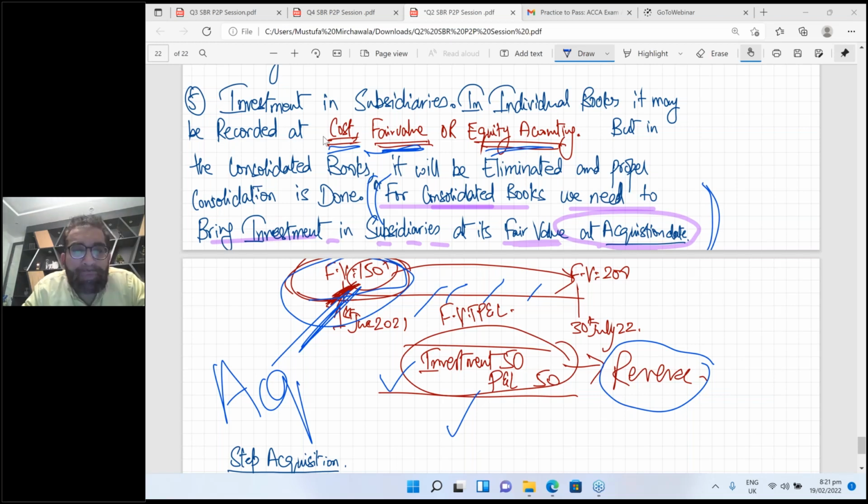So these few things you must know. These are the differences between individual books and consolidated books. And you know, sometimes the examiner tests this knowledge of the interaction between individual books and consolidated books. Okay.